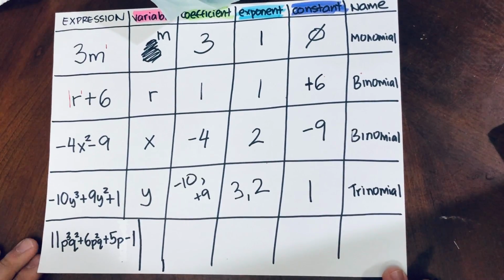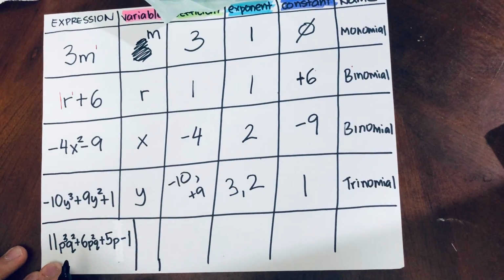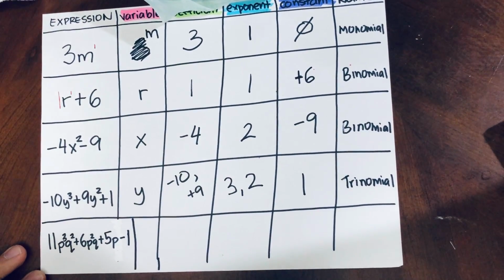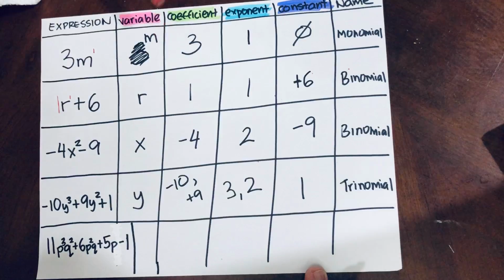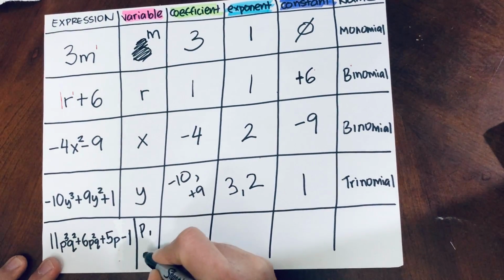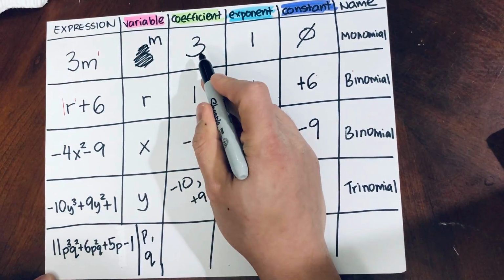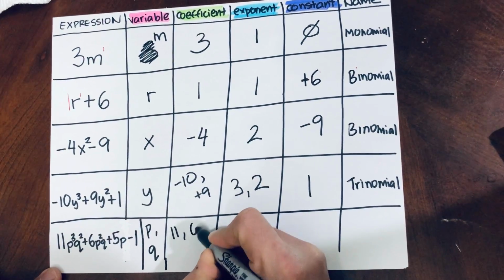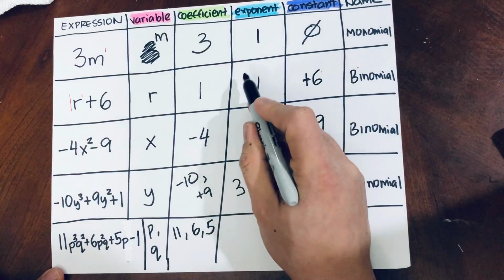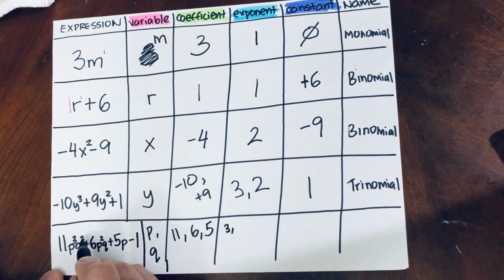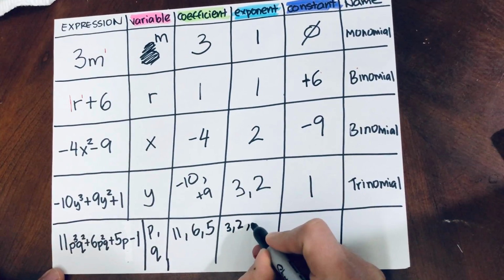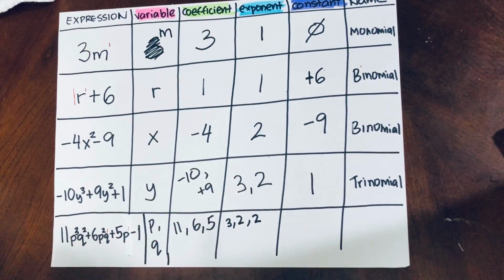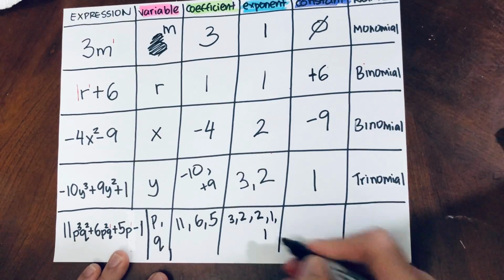All right, last but not least, let's look at the last one. 11p cubed q squared plus 6p squared q plus 5p minus 1. So in this case, what is my variable? My variable is the letter p and the letter q. What's my coefficient? There are 3 coefficients. There is the number 11, there is the number 6, and there's a number 5. What's my exponent? You see the number 3, you see the number 2, you see the number 2, and again, there is an invisible 1 and a 1 over here as well. So it's 3, 2, 2, 1, and 1.